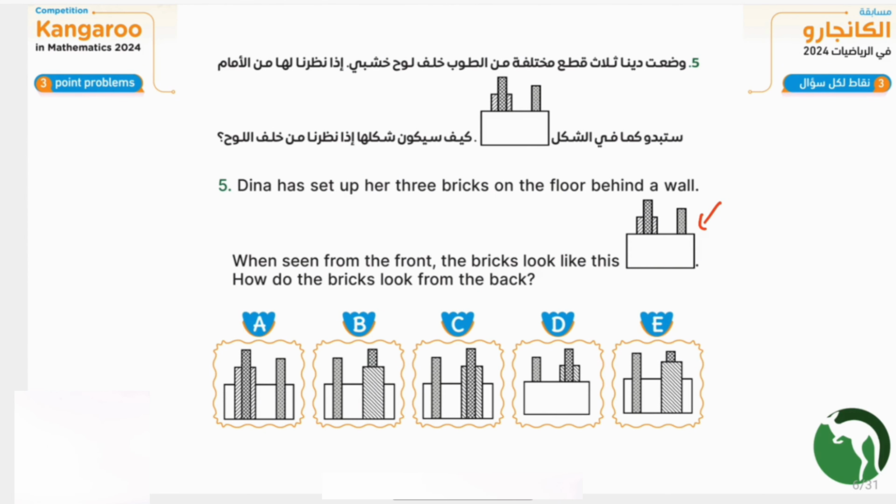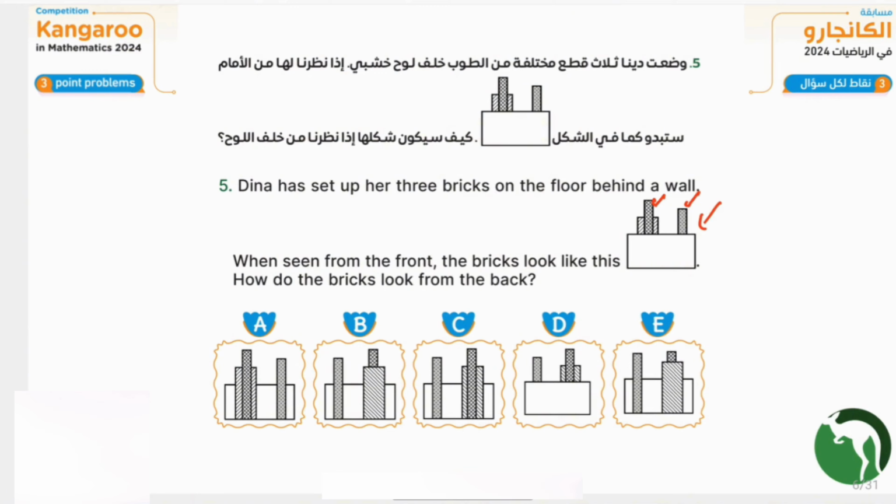Now, if we go to the back and look at this shape, the places of this one and this one will be replaced. So this one will be on the right and this one will be on the left. Now for A, this one is still on the right and this one is still on the left, so this one is not correct.